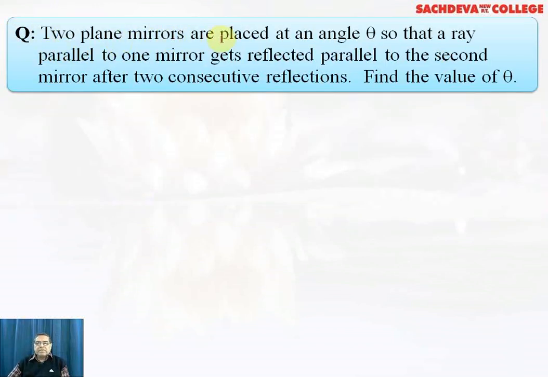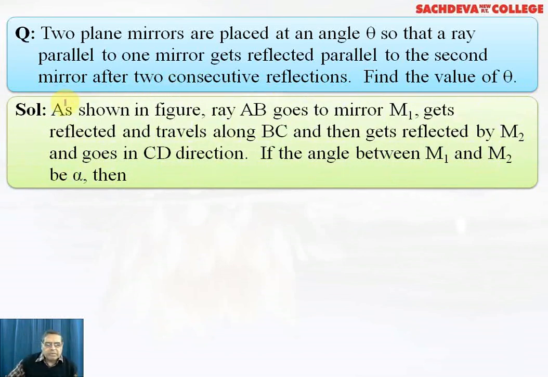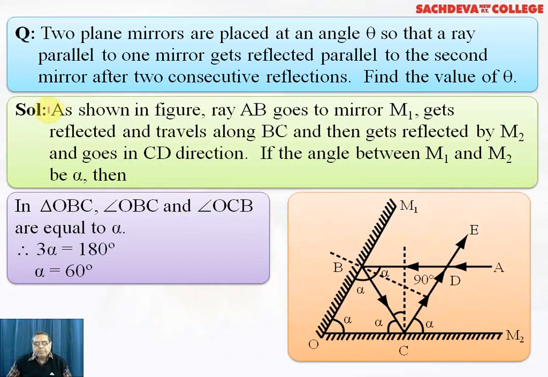Two plane mirrors are placed at an angle theta, so that a ray parallel to one mirror gets reflected parallel to the second mirror after two consecutive reflections. Find the value of theta. That is the angle of inclination we have to find. So we just see a figure.